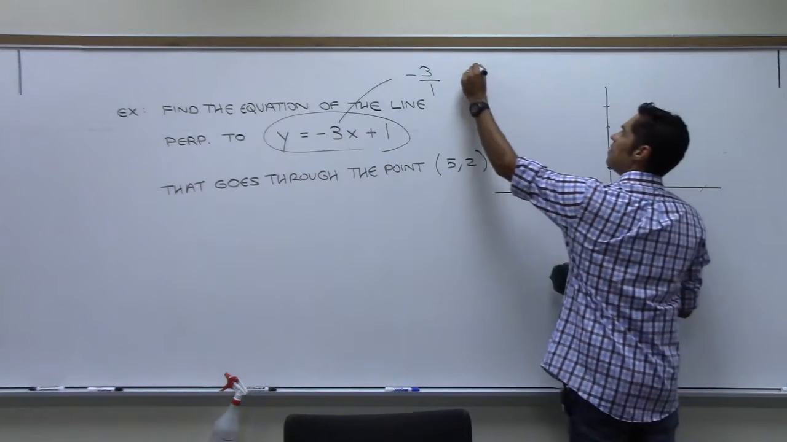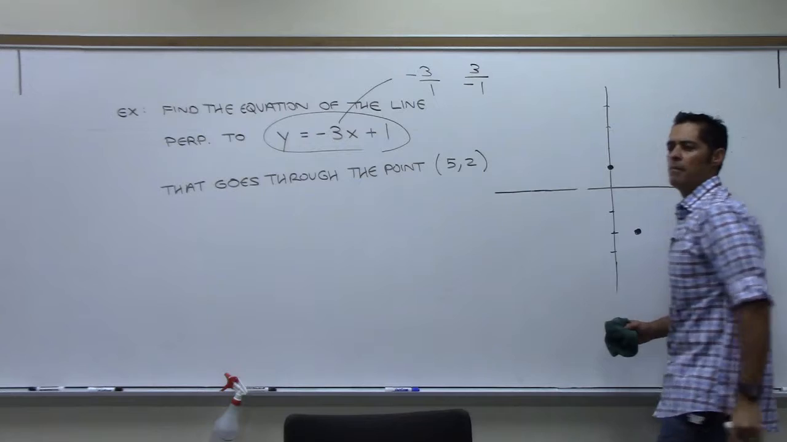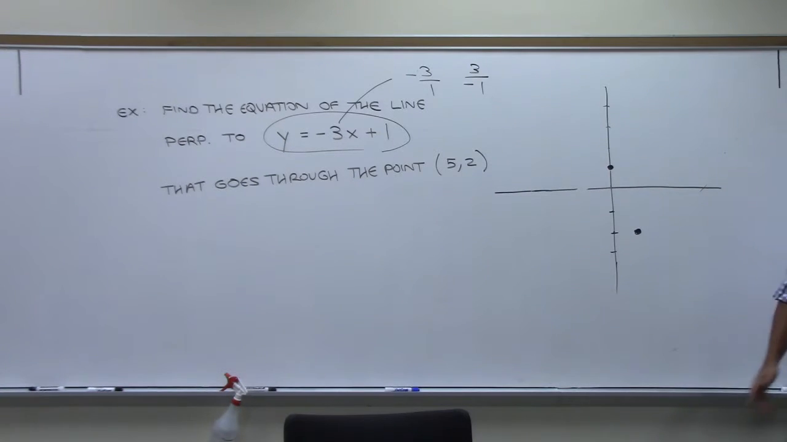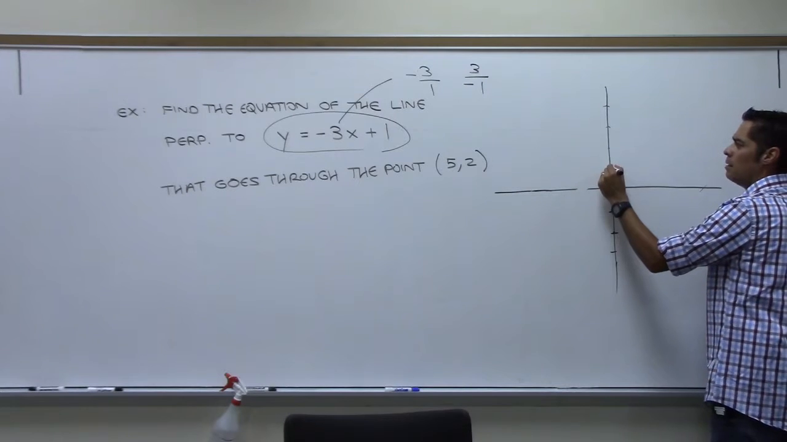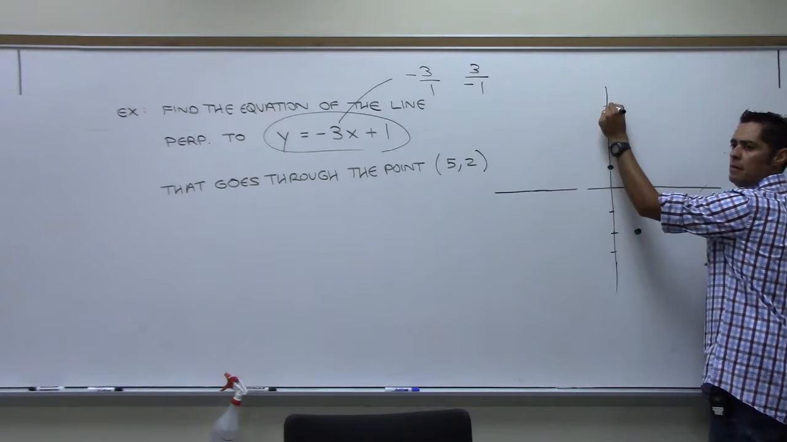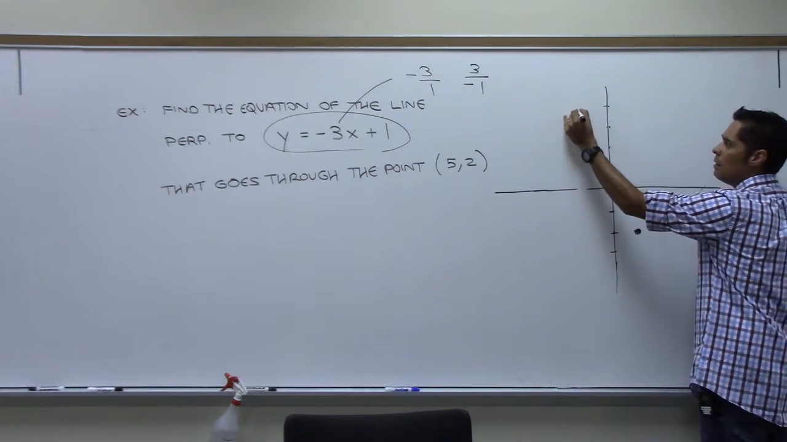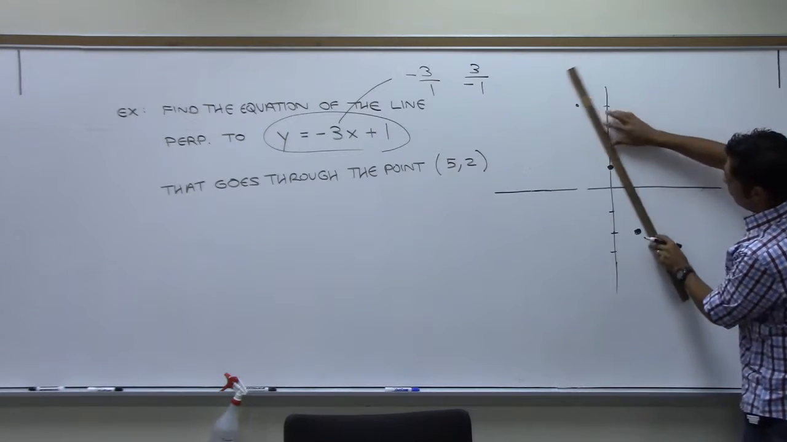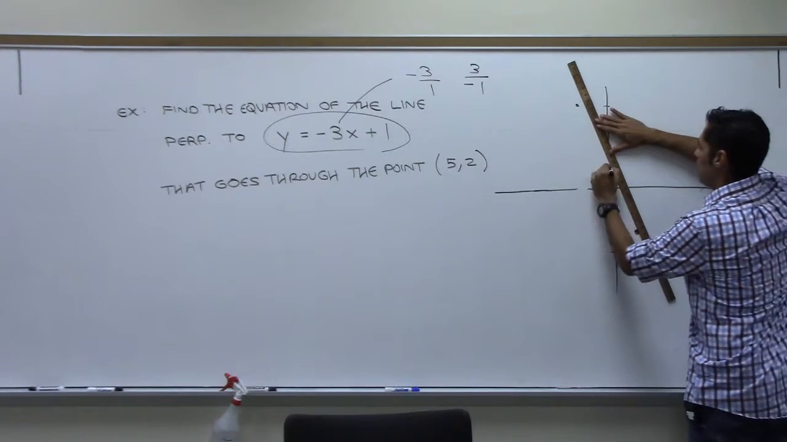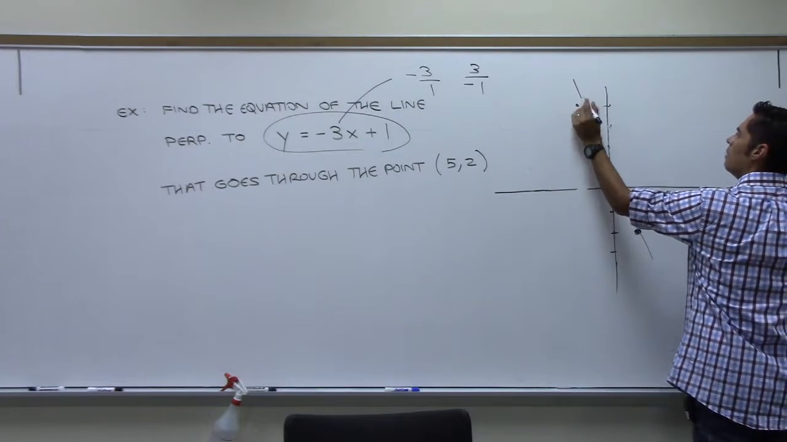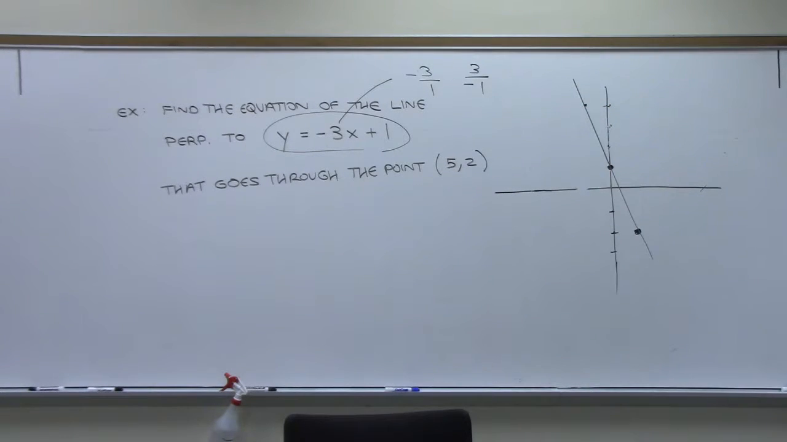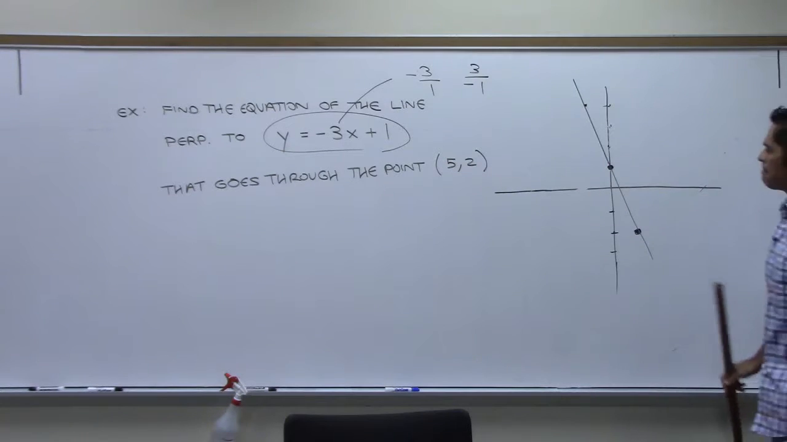Could I have done this instead, 3 over -1? Yeah, what would have happened had I done that? I would have gone from here up 3, left 1. And notice that, well, my picture's not too good, those would lie on the same line, up 3 over 1. Got it? So we're going to draw the same line no matter what.